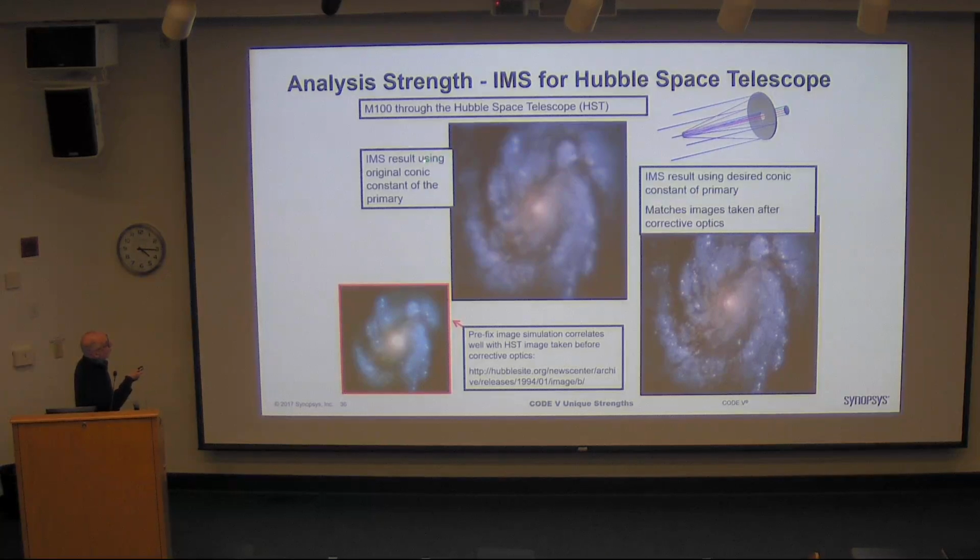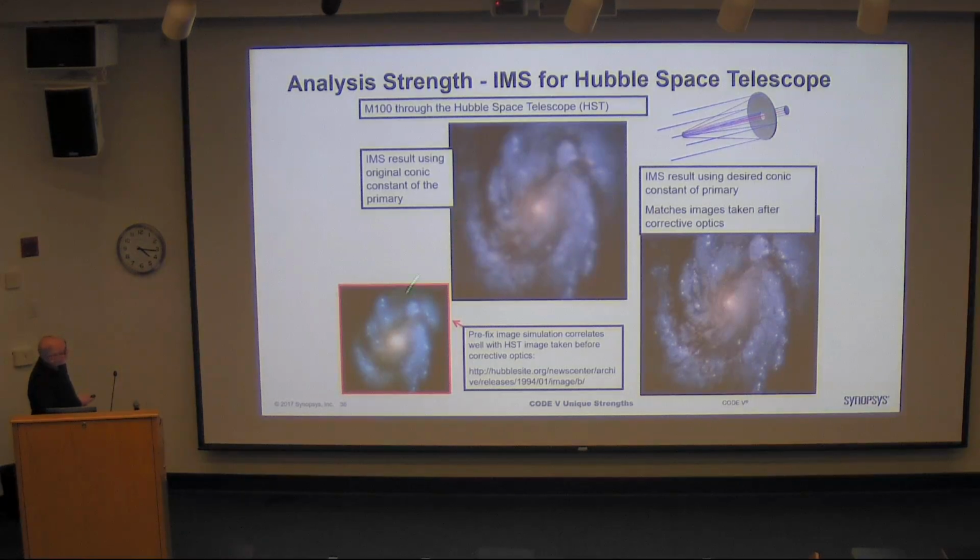When we do an image simulation based on the original conic, which was a wrong value, they had made a mistake, with this input galaxy you get this. When you use the correct conic, it basically reproduces what the input image was. You can compare this to the actual image through the Hubble.